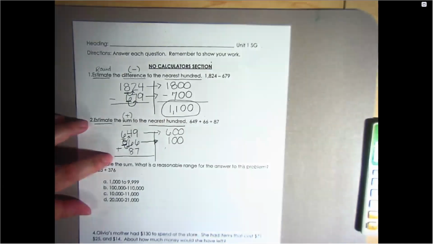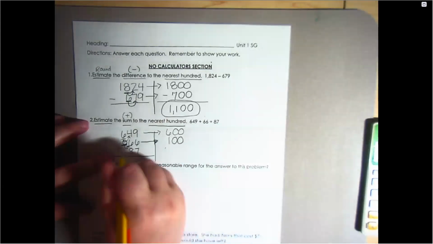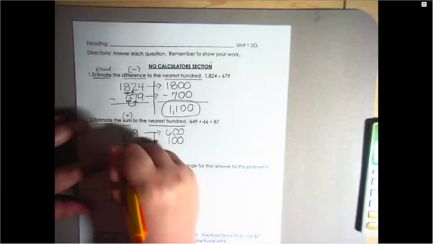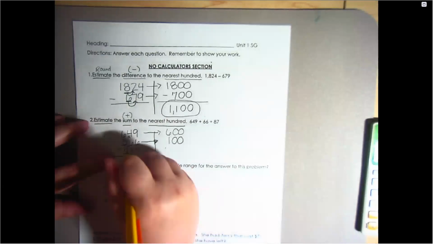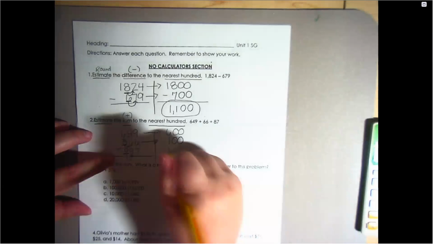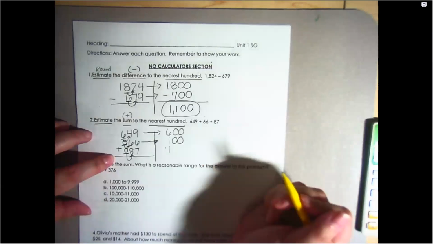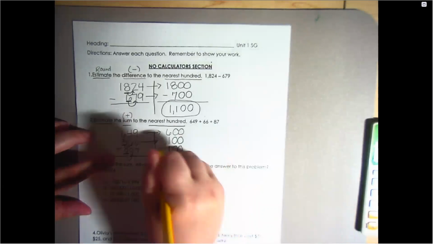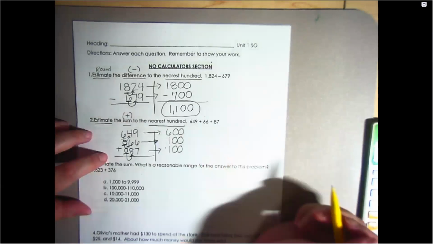My last addend is the same concept. There's no number in the hundreds place. So in the absence of a number, we're going to pretend that's a 0. And I'm going to look to the right, and it's an 8. And the 8, 5 or more, raise the score. The 8 tells my 0 to bump up. So the 0 becomes a 1, and everything behind it becomes 0. So 87 rounded to the nearest hundred equals 100.